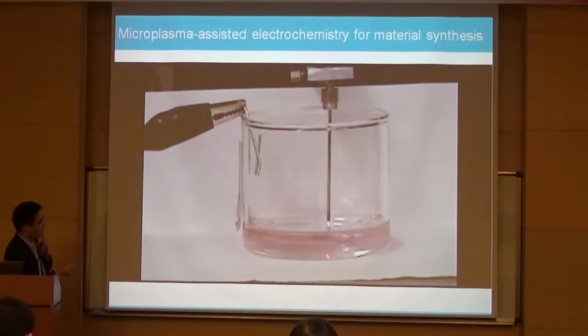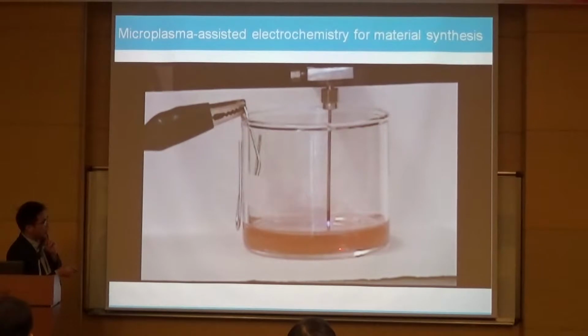And even in this demo, the electrolyte is only gold tetrachloride solution in water, nothing else. As you can see, after plasma treatment, the color of the solution turns from clear to pink very quickly, within 10 seconds. I didn't change the time scale bar, so as you can see, this is a very fast reaction.